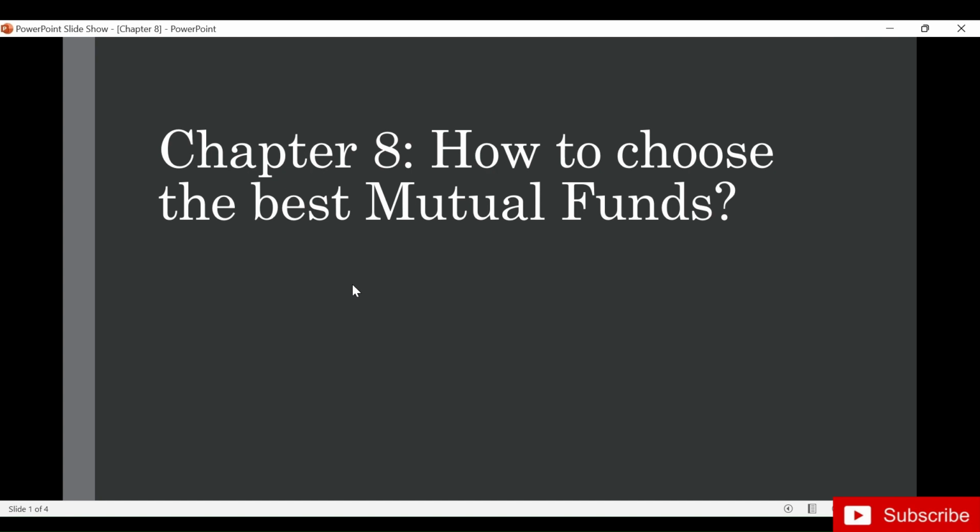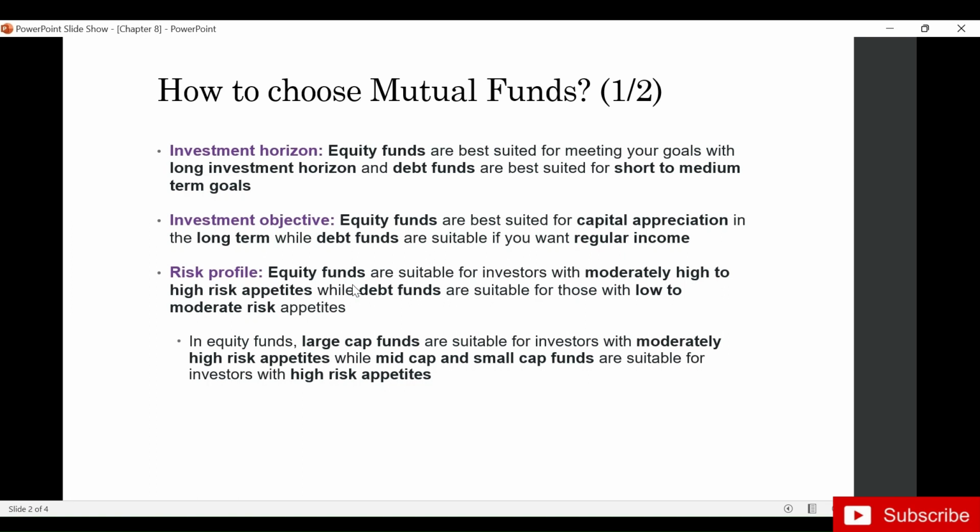In chapter 8, we will talk about how to choose the best mutual funds. In lesson 1 of chapter 8, we will discuss the important points that an investor should keep in mind before selecting mutual funds. So the first point is investment horizon. As we know, equity funds are best suited for meeting an investor's goal if they have a long investment horizon. Whereas, if an investor has a short to medium term investment horizon, then he should be choosing debt funds. The second important point to keep in mind is investment objective.